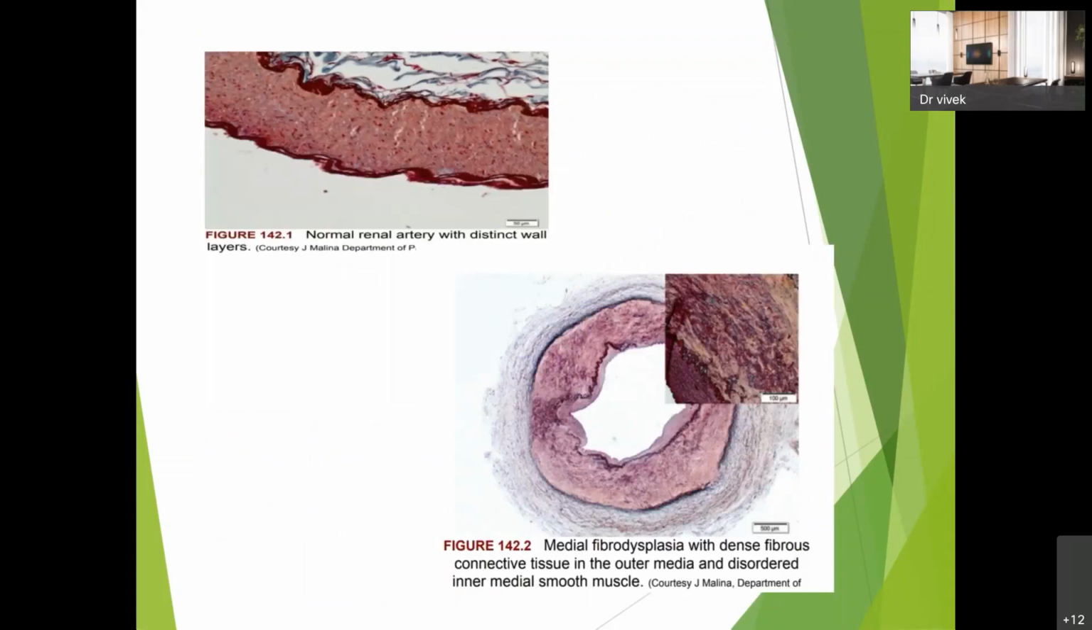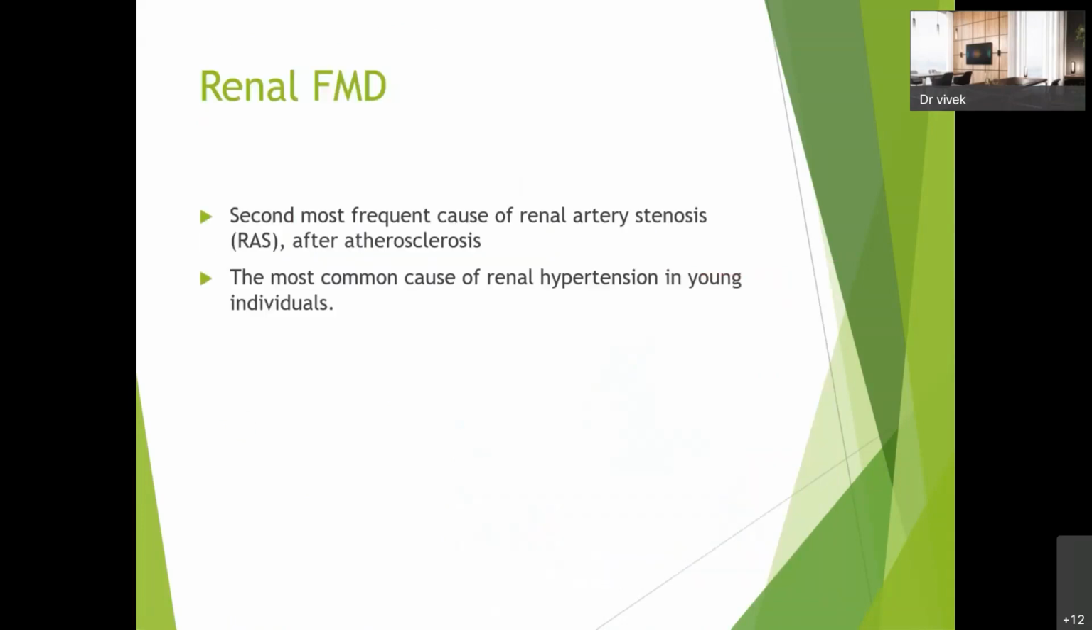This is the histological picture showing a normal renal artery with a distinct wall, and the medial fibrodysplasia changes with dense fibrous connective tissue in the outer media and disordered inner medial smooth muscle. Now coming to renal fibromuscular dysplasia, it is the second most frequent cause of renal artery stenosis after atherosclerosis. It is the most common cause of renal hypertension in young individuals, predominantly noted in Caucasian women in their 20s to 40s with normal kidney functions.